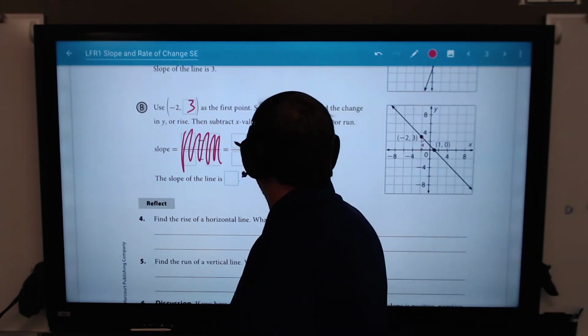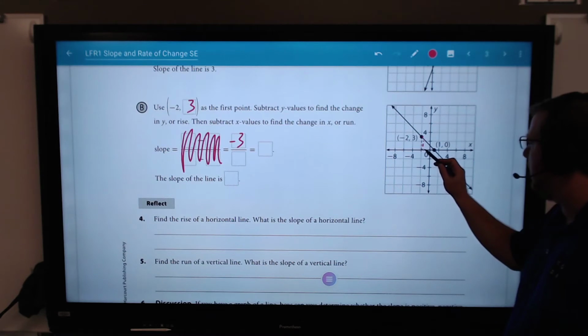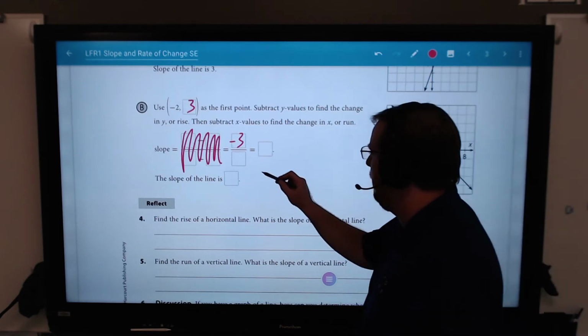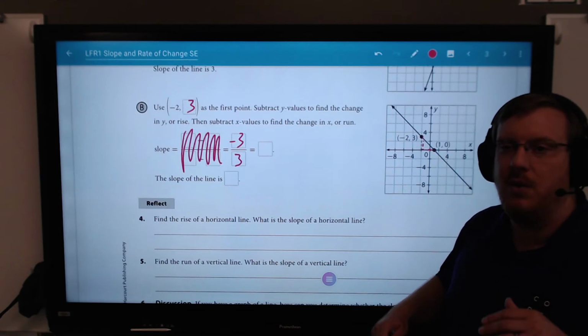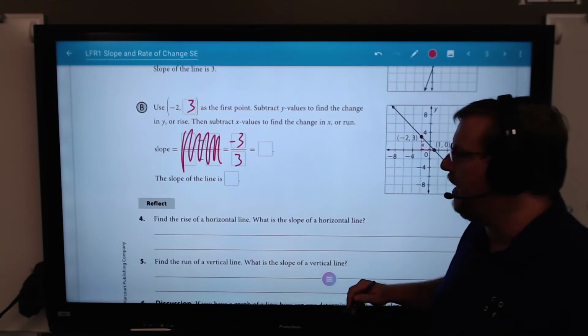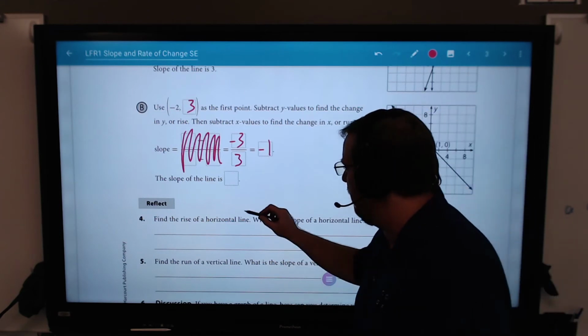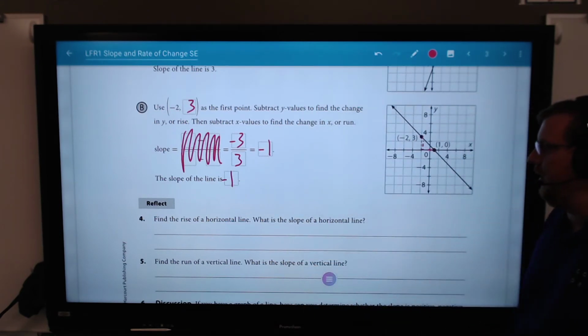So it goes down 3, but it runs, let's see, 1, 2, 3 also. But it goes to the right 3. If I simplify negative 3 divided by positive 3, well, a negative divided by a positive is a negative. This is negative 1. The slope is negative 1. Okay? So now we got that business going on here. That's kind of interesting, right?